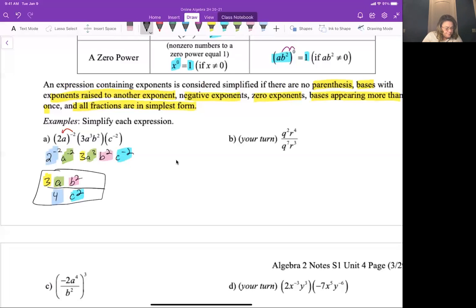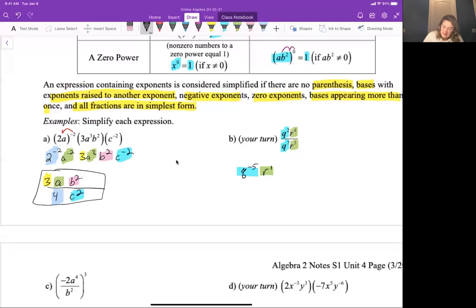Welcome back. So the first thing I would do is look at my q's. So I have q squared over q to the 7th power. So we have to subtract. So I have q to the minus 5. I have r to the 4th over r cubed. So I'm going to get r to the 1 power.